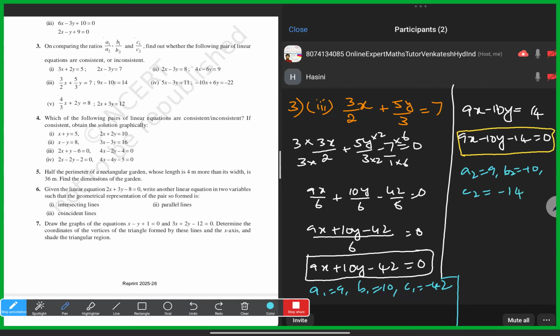So now I'm doing A1 by A2, B1 by B2, C1 by C2. A1 by A2 is 9 by 9, which is 1. B1 by B2 is minus 10. Both, this one was plus 10 and that one was minus 10. So 10 by 10 is 1, but one has a negative sign, so minus 1.